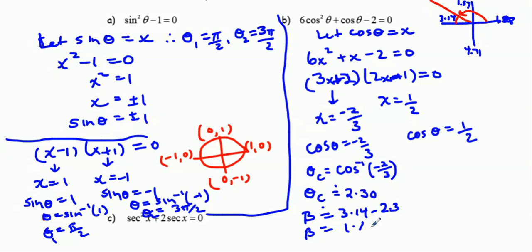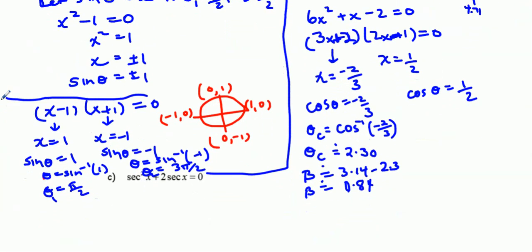And so I think that's 1.64. I'm really tired right now, so I'm going to just cheat and use my calculator. And it's going to be 0.84, sorry. Okay, so my beta is 0.84, and now I can generate my quadrant 2 angle. Well, I already have my quadrant 2 angle. So my first answer is going to be 2.3. That's my quadrant 2 angle.